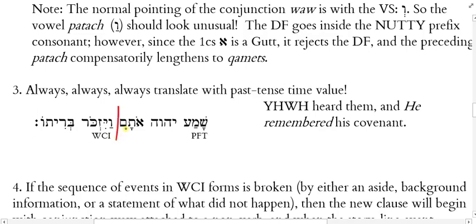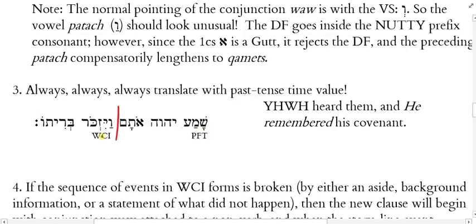The first one is Shema. Notice it's in the perfect conjugation, and standard translation value for the perfect is past. That's usually where we're going to see it. So, Adonai heard, Otham, them. Direct object marker with the third masculine plural pronoun. Adonai heard them. And this is the perfect in past time.